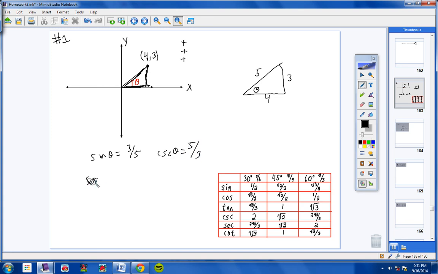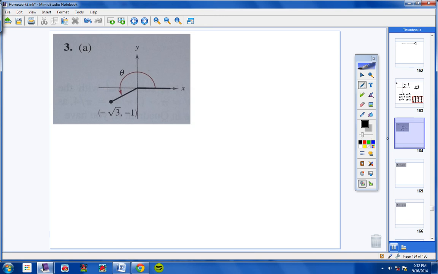The cosine, sorry students, I'm going pretty fast here, a little sloppy. The cosine of theta would be adjacent over hypotenuse, and the reciprocal function for cosine is secant, and so the secant of theta would be 5/4. The tangent of theta would be opposite over adjacent, so 3/4. So the reciprocal function cotangent would be 4/3. And just that quickly, we're moving on. Number 3.